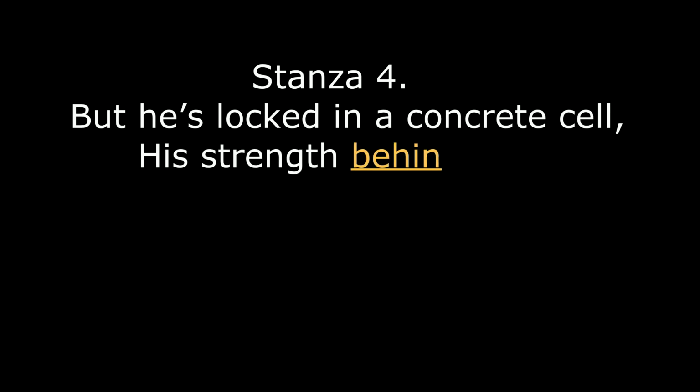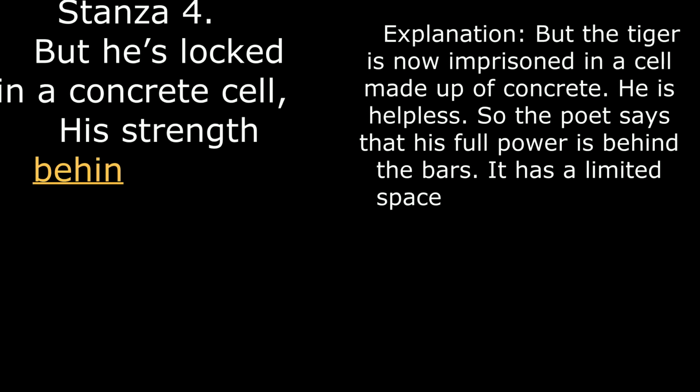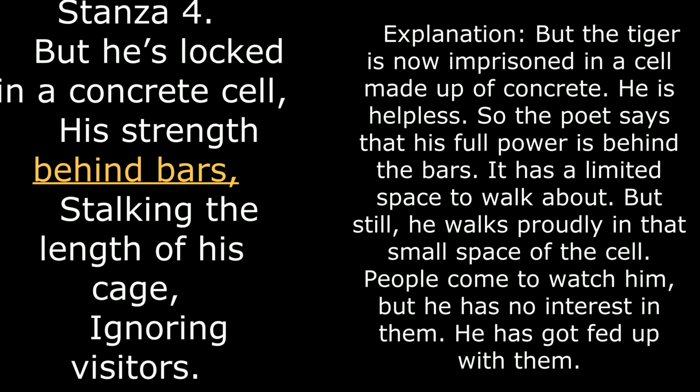Next stanza. But he is locked in a concrete cell, his strength behind bars, stalking the length of his cage, ignoring visitors. Let's paraphrase it in English. But the tiger is now imprisoned in a cell made up of concrete. He is helpless. So the poet says that his full power is behind the bars. It has a limited space to walk about, but still he walks proudly in that small space in the cell. People come to watch him, but he has no interest in them. He has got fed up with them.